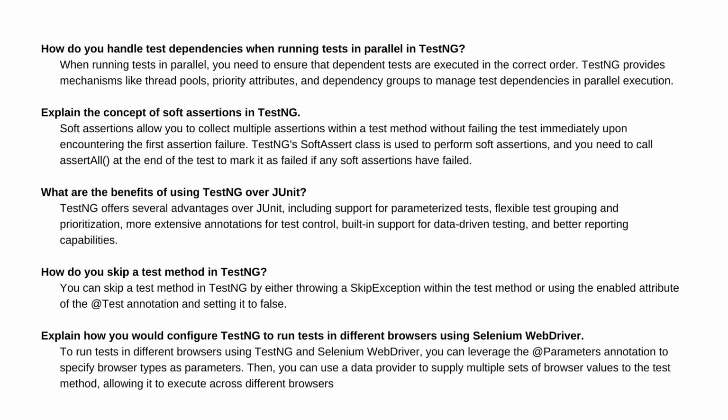How do you skip a test method in TestNG? You can skip a test method in TestNG by either throwing a skip exception within the test method or using the enabled attribute of the @Test annotation and setting it to false.